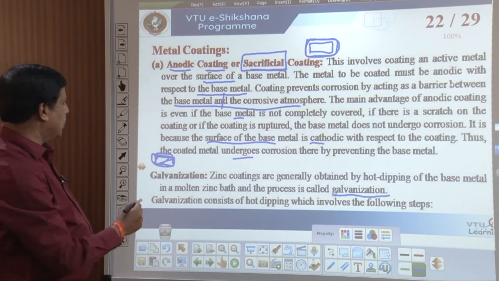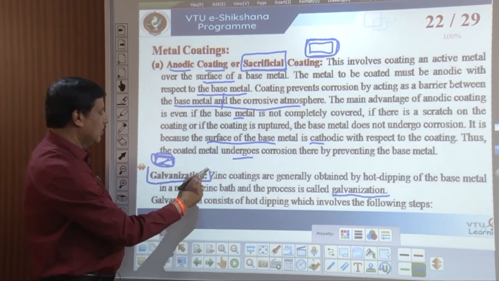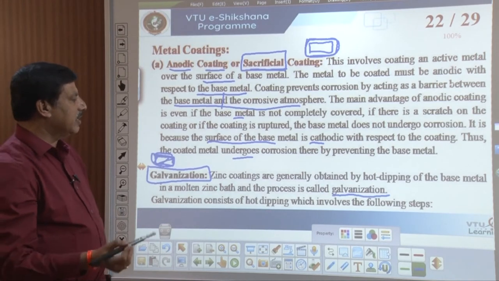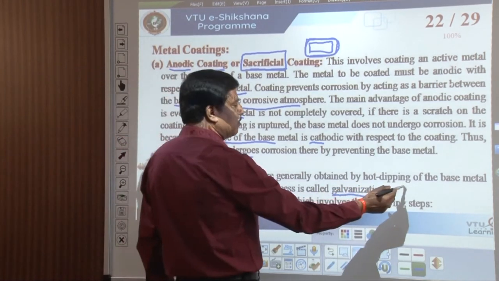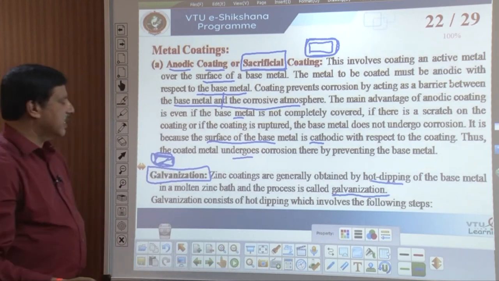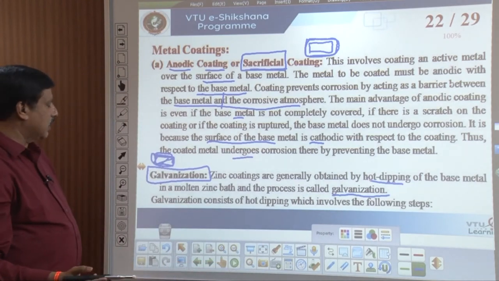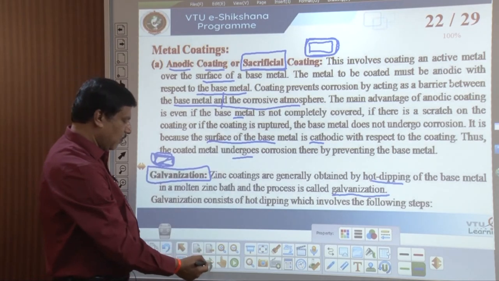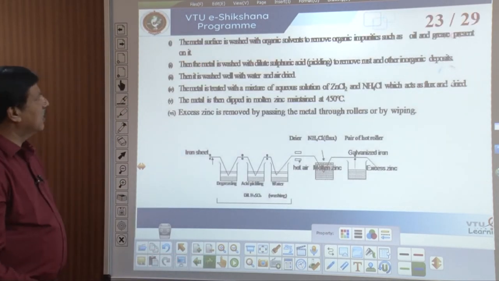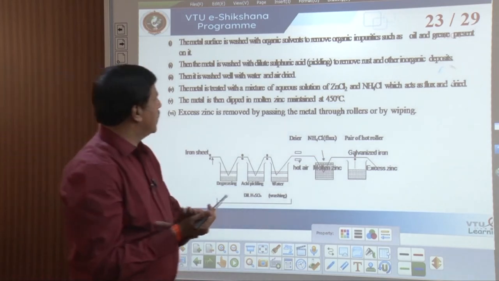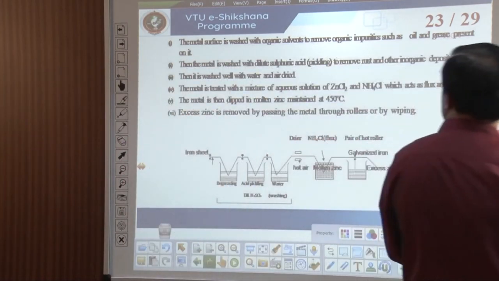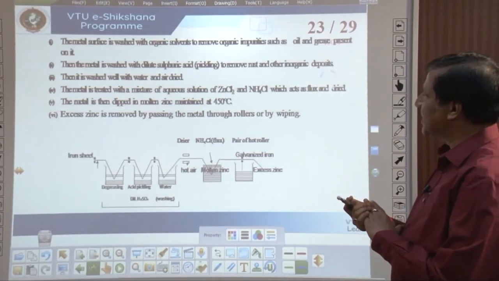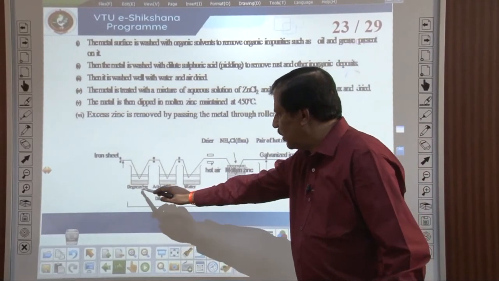Galvanization is very important as per the VTU syllabus. Zinc coatings are generally obtained by hot dipping of the base metal in a molten zinc bath, and the process is called galvanization. Galvanization consists of hot dipping, which involves the following steps. Number one, the metal surface is treated with organic solvents to remove organic impurities such as oil and grease present on it. This is degreasing.